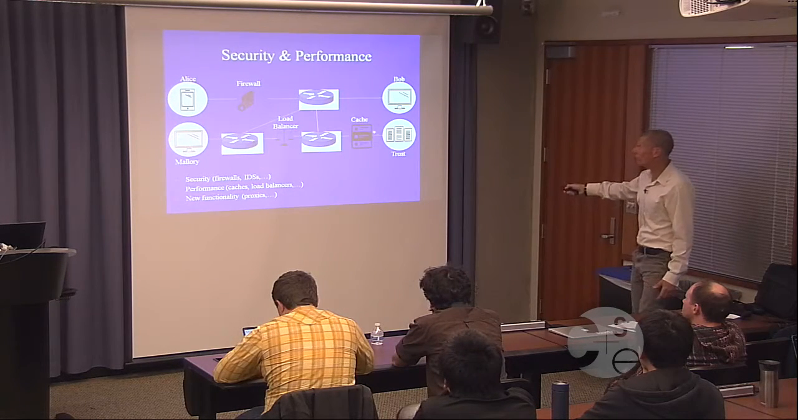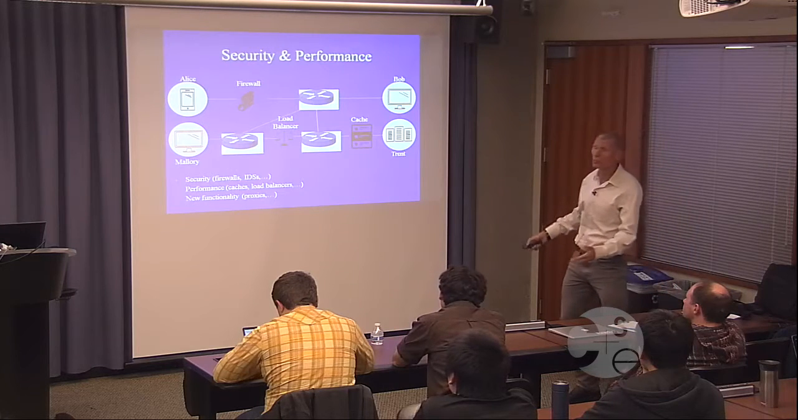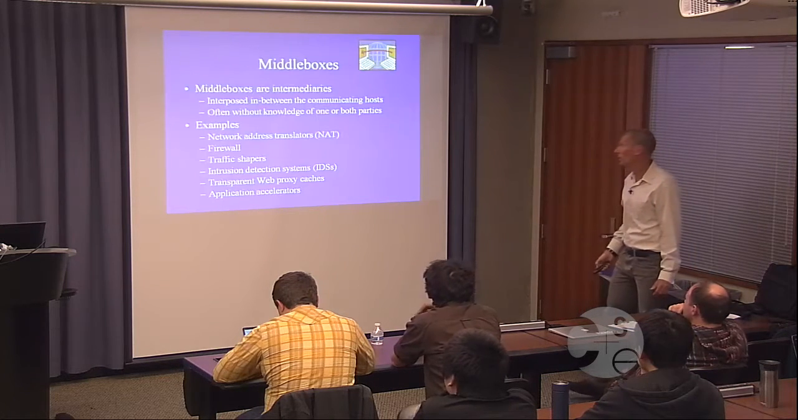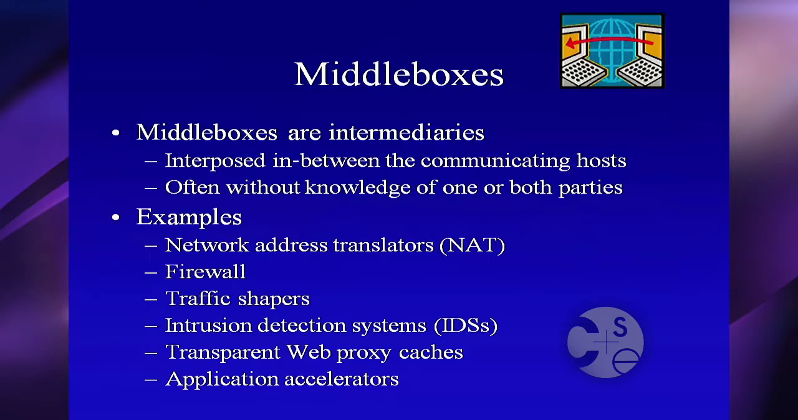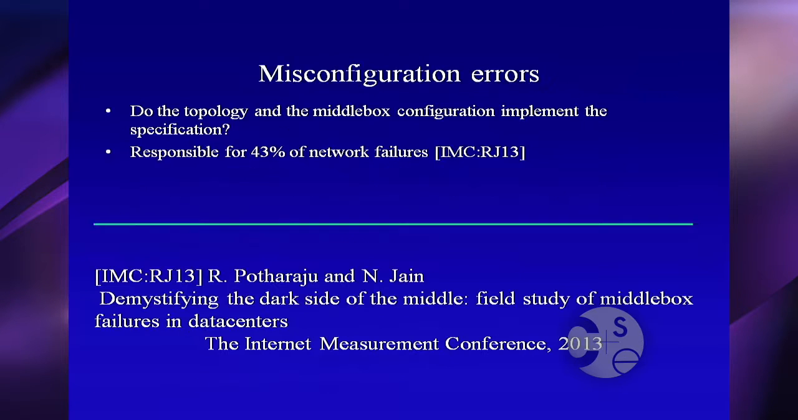So there's state going on, and cache proxy is another case where you remember the property. These are intermediate stateful devices like firewalls and proxies that handle the traffic, they are in the middle of the network, and they cause many bugs. And the bugs that we care about are misconfiguration errors, some kind of problems in how the topology is laid out.